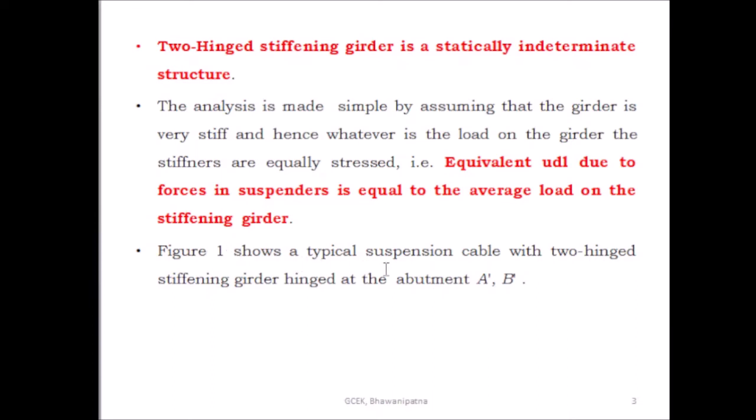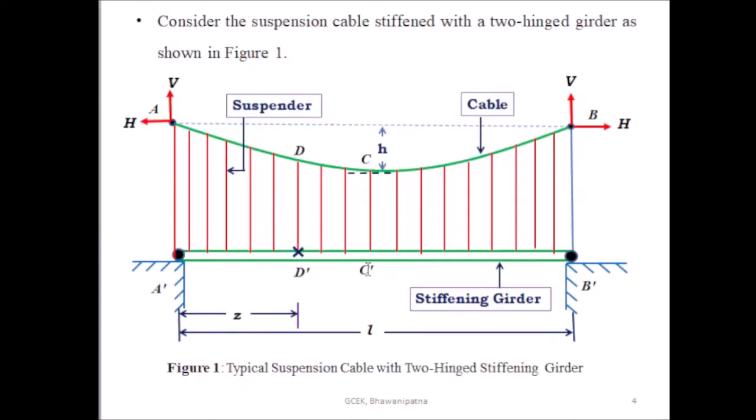Figure 1 shows the typical suspension cable with a two-hinge stiffening girder hinged at the abutments A dash and B dash. So this is the typical suspension cable with a two-hinge stiffening girder. Here this is the suspension cable and this is the two-hinge stiffening girder, and these are the suspenders, and this is the two hinges at the two ends.